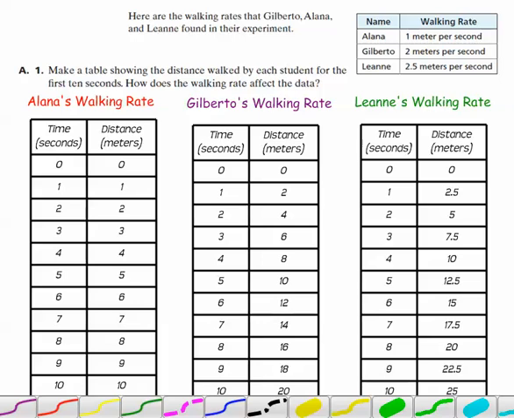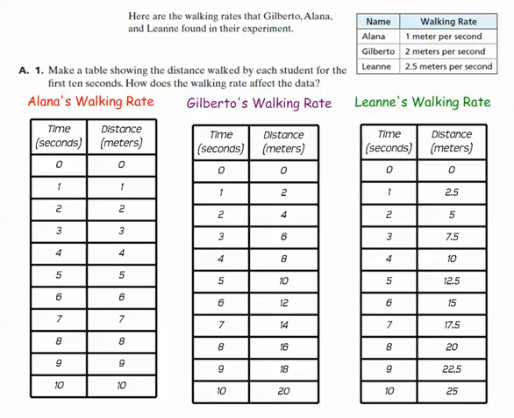Okay, here's the information we have. Double check your calculations. Notice that in all 3 tables, we kept the time at a consistent interval. We went 0, 1, 2, 3, 4, 5, all the way through 10. But the distance that each person has walked is different from person to person. So we've taken that one piece of information, that unit rate, and we've created a table of data.